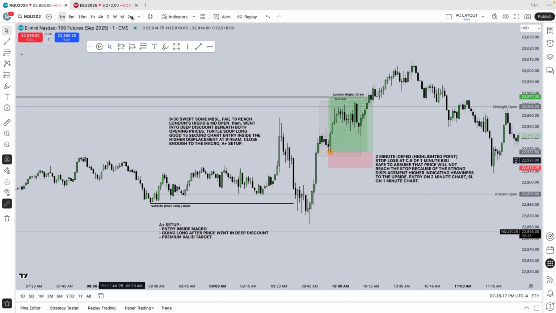I can't go on the 2-minute chart, but on the 2-minute chart, you're going to see that it is an institutional order for entry drill, which means the price trades lower and expands just a bit into the 2-minute BISI, 2-minute fair value gap, and then rallies higher straight after that. The stop loss was at the consequent encroachment, which is the midpoint of that bullish fair value gap here.